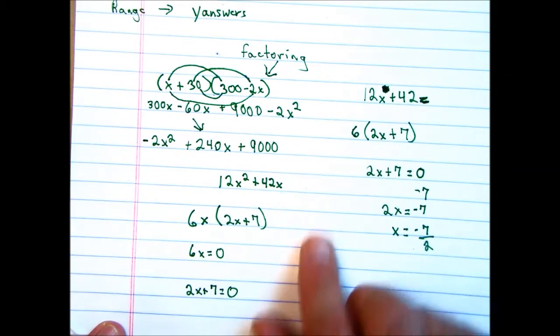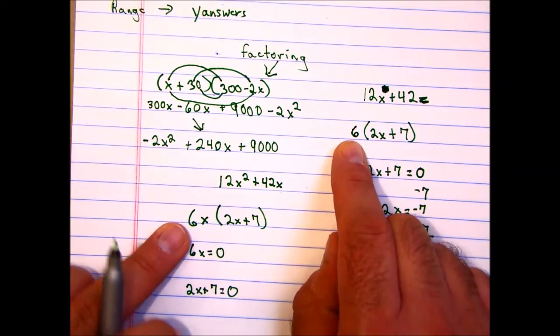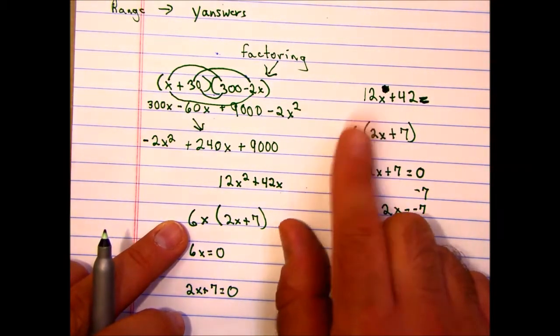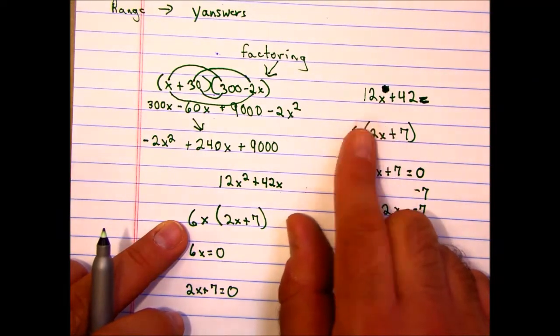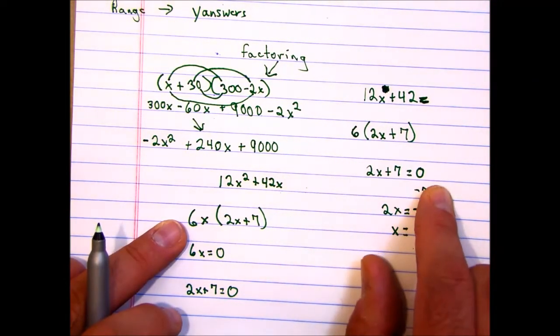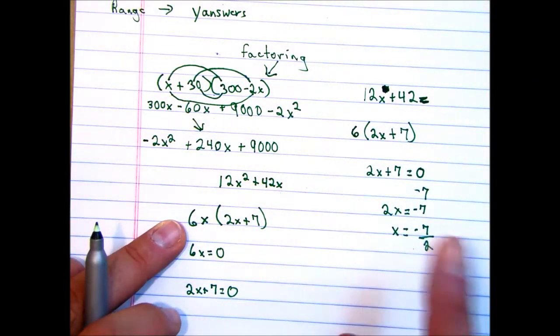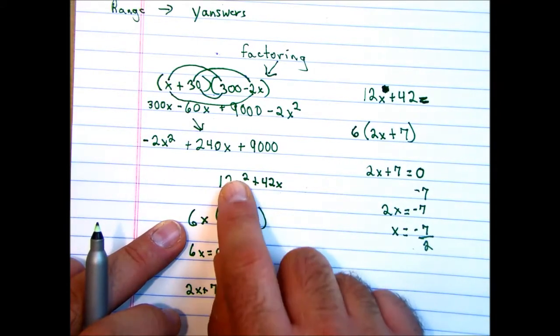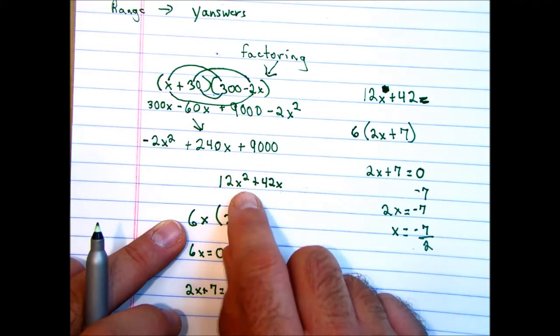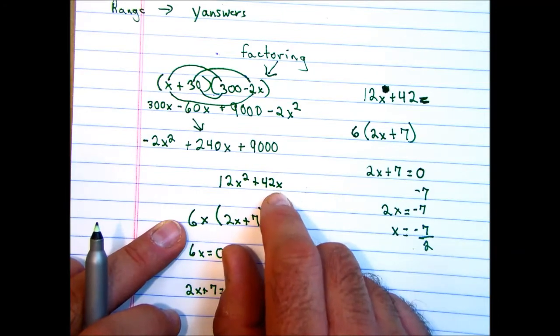Notice what makes this problem and this problem different. This has x squared. This does not have x squared. That means this is a line. It's only going through the x-axis once. This has an x squared. That means it's going through the x-axis possibly twice.